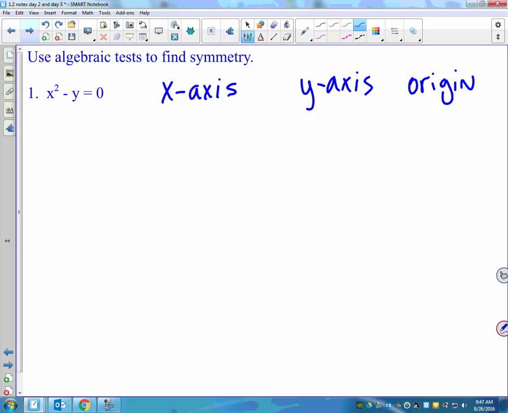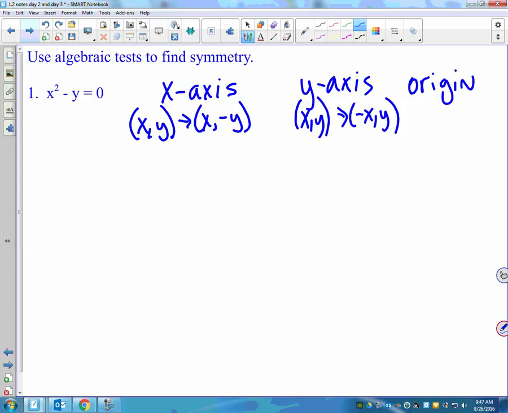Mostly you want to think about what the rules are, what changes. And if it has that symmetry, when you do the change, let me just, so what was this? (x, y) changes to (x, negative y). This one was (x, y) changes to (negative x, y). And this one was (x, y) changes to (negative x, negative y).